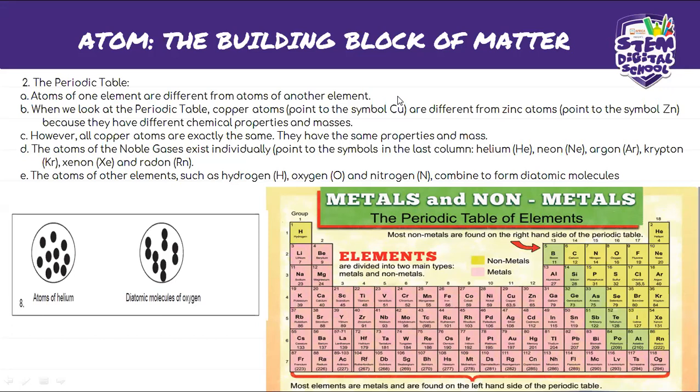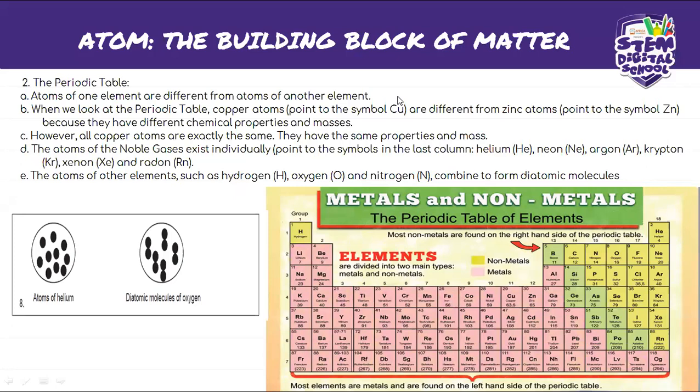So the atoms of other elements such as hydrogen, oxygen, and nitrogen combine to form molecules, which are diatomic, meaning a nitrogen atom plus another nitrogen atom will give me nitrogen gas, which is N2. This is just a summary or a picture of the periodic table indicating the metals and non-metals and even semi-metals. As you can see, this is the periodic table of elements.